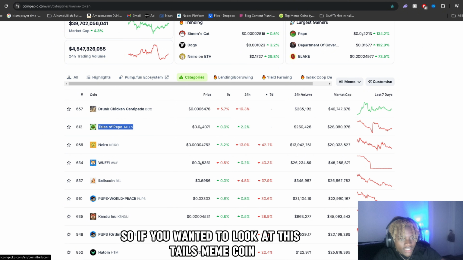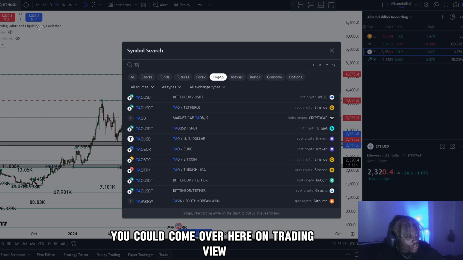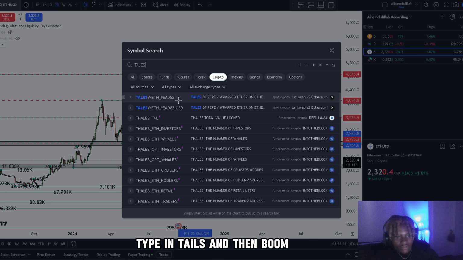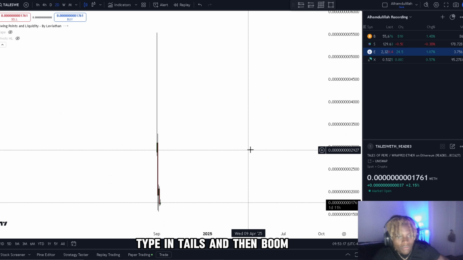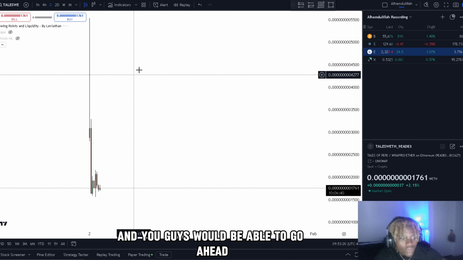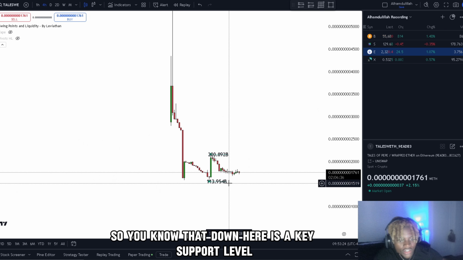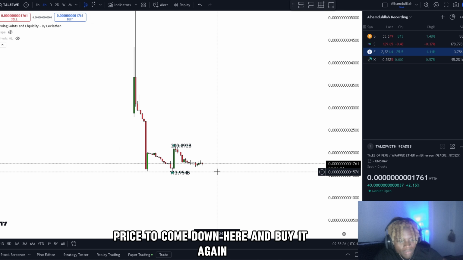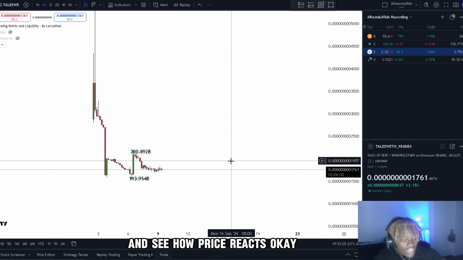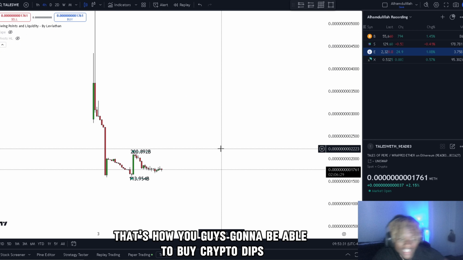So if you wanted to look at this Tails meme coin, you could come over here on TradingView, type in Tails, and then boom, the meme coin would go ahead and pop up, and you guys would be able to go ahead and find the structure from within this as well. So you know that down here is a key support level. You might wait for price to come down here and buy it again and see how price reacts. Okay, that's how you guys are going to be able to buy crypto dips.